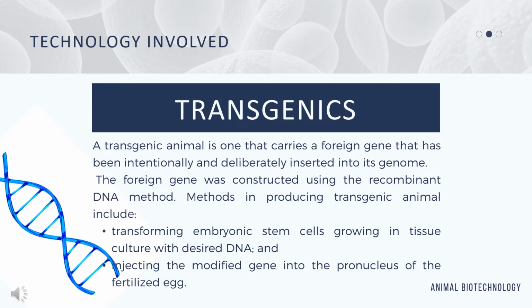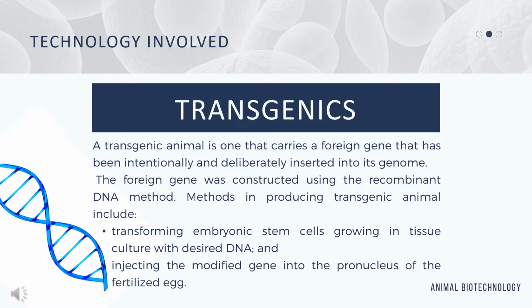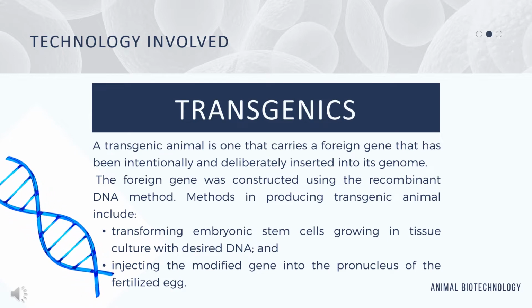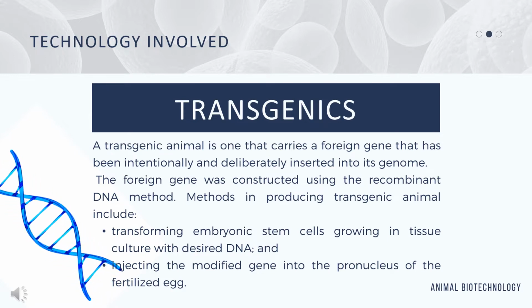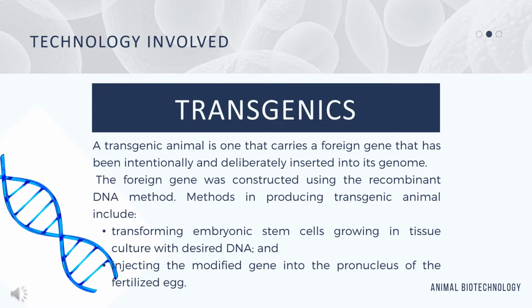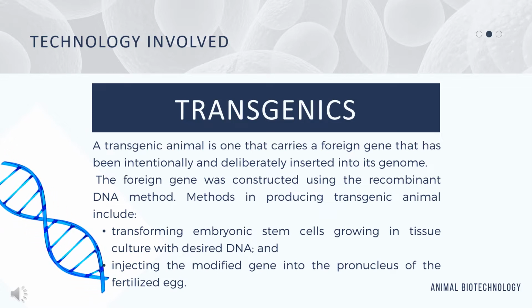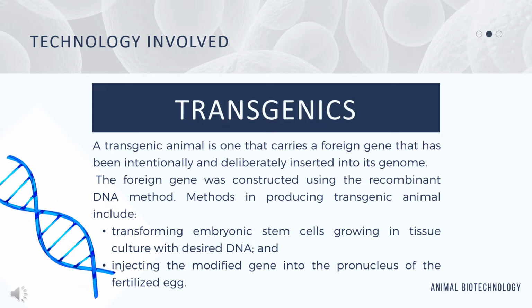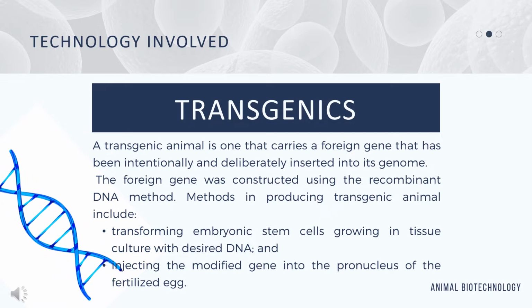First is transforming embryonic stem cells growing in tissue culture with desired DNA. This method involves prior insertion of the desired DNA sequence by homologous recombination into an in vitro culture of embryonic stem cells. Stem cells are undifferentiated cells that have the potential to differentiate into any type of cell, somatic and germ cells, and therefore to give rise to a complete organism.